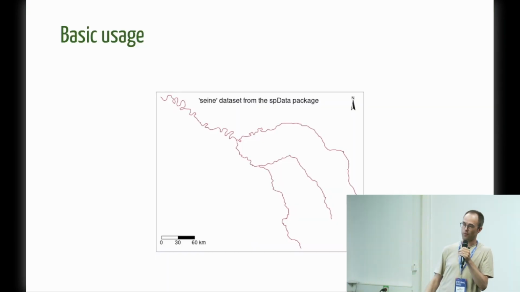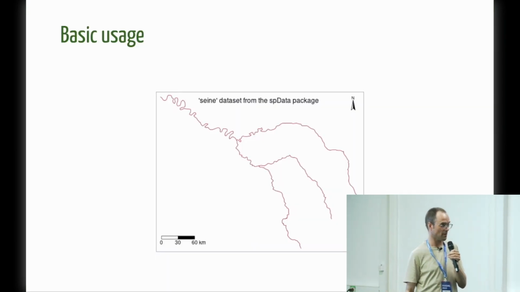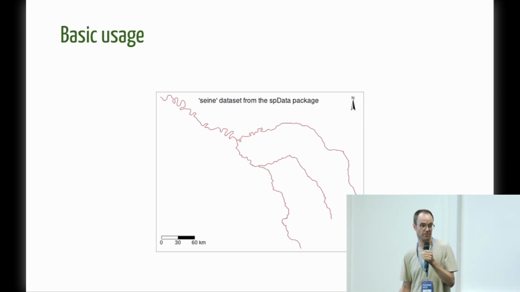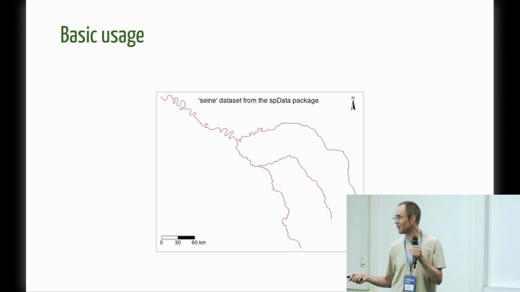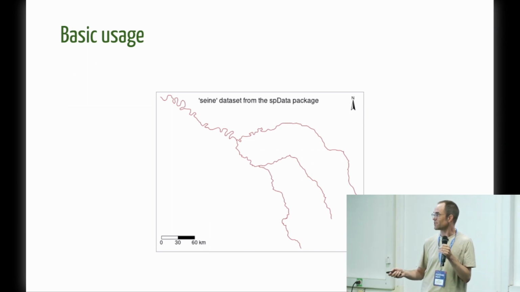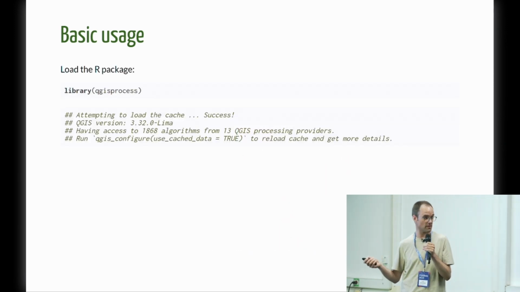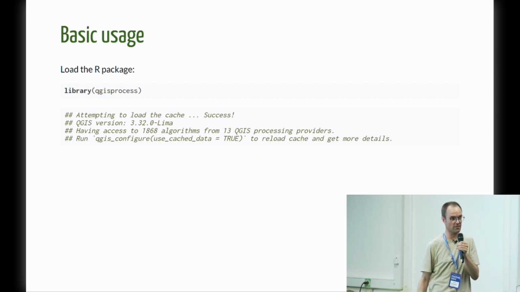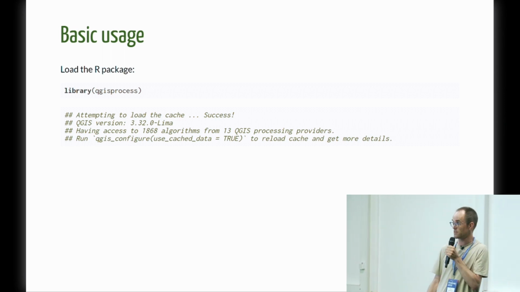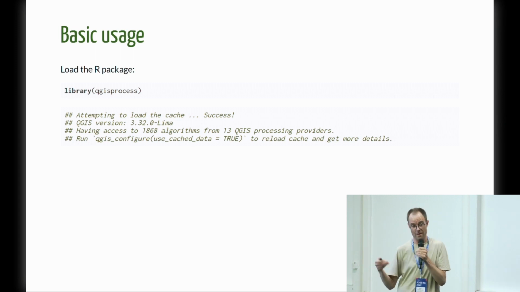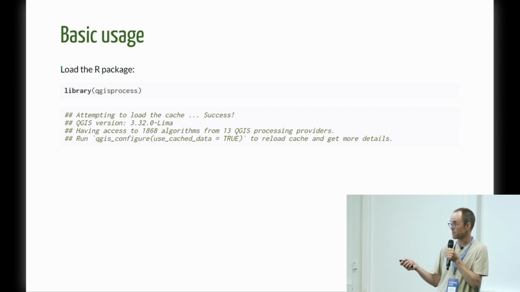Let's take a simple example. Let's suppose we have the Sene dataset from the sp data package, and we want to sample points at a regular distance along these lines. We can load the R package like this, library(qgisprocess). It tells which QGIS version is going to be used and how many algorithms are available according to the currently enabled plugins or processing providers.